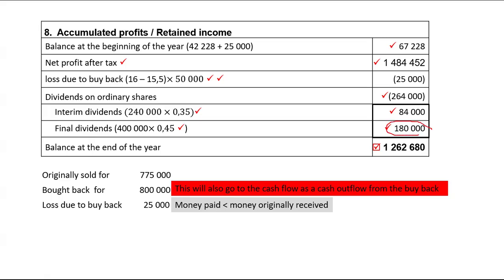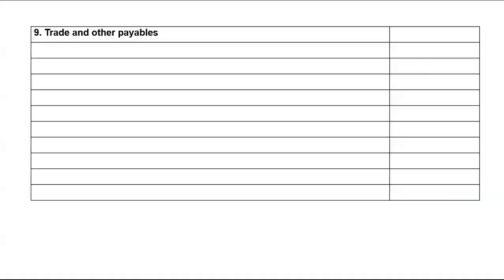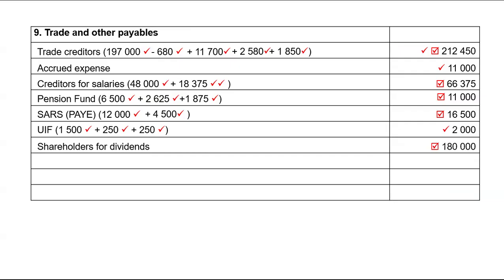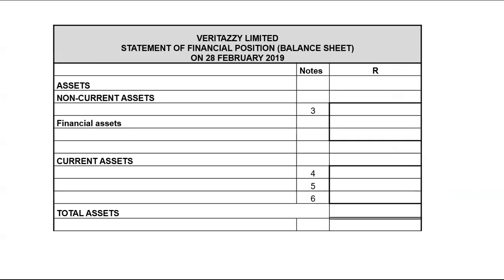This 180,000, please note that it will be recorded in trade and other payables as shareholders for dividends. Then you can find the total. Okay, I've pretty much finished everything here. So I'm just going to take all the totals and record them in the statement of financial position.